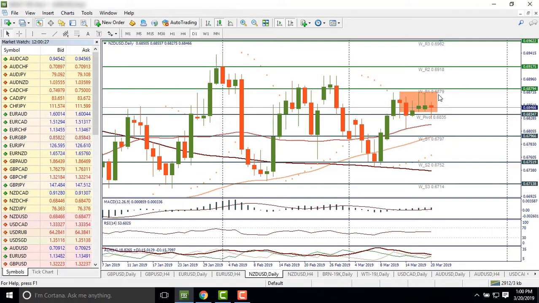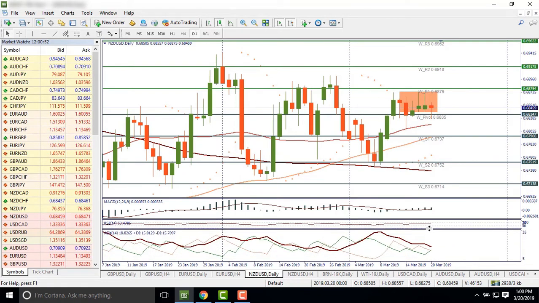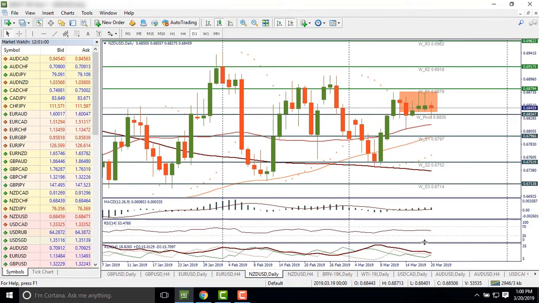0.6879. If it breaks this level, it will target the next resistance at the weekly pivot at 0.6918. If we look at indicators, parabolic SAR also shows an upward movement, and ADX shows equal balance of strength between bulls and bears, as the pair is trading sideways.